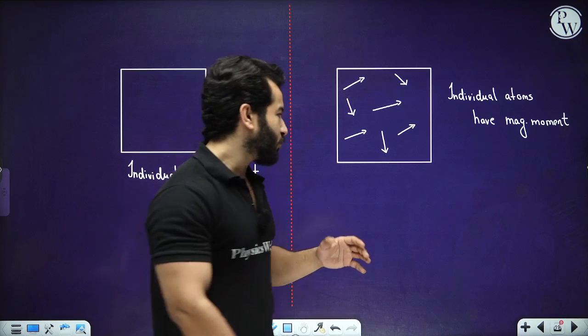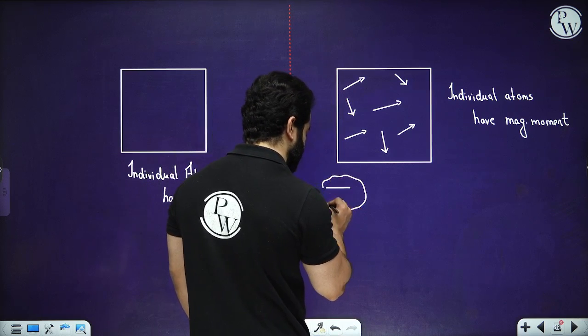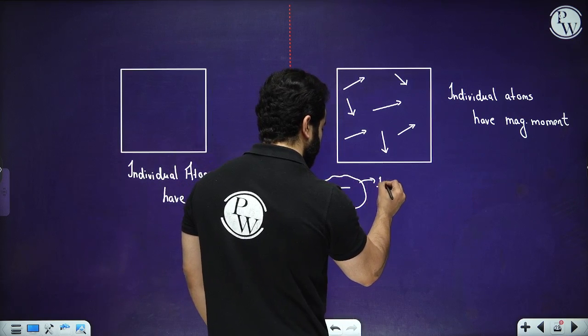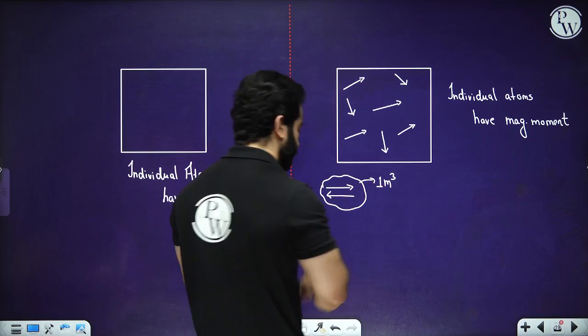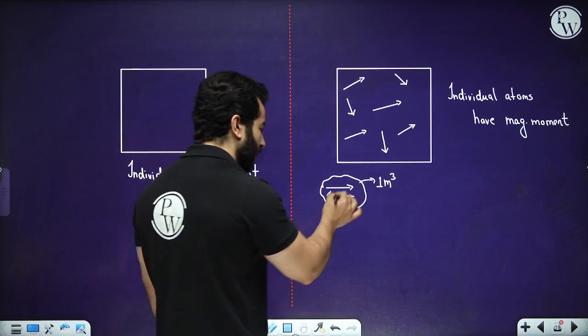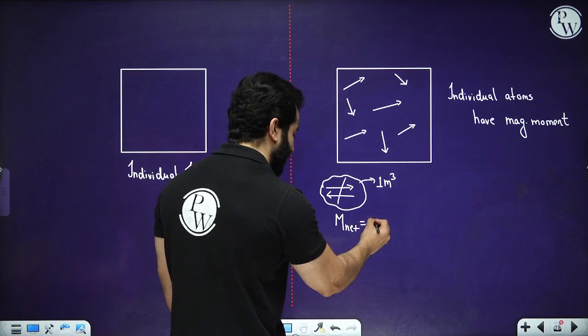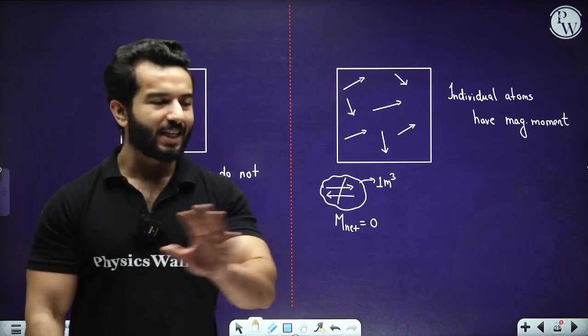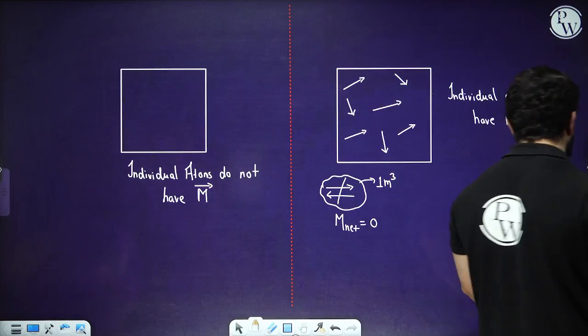So let's suppose I am talking about this as a unit volume, and I have got here two atoms whose dipole moments are like this. So they will cancel out each other. Net magnetic moment of this sample will become 0. So net magnetization will become 0. So we will say it is not a magnetic material. It has no magnetization, we will say.